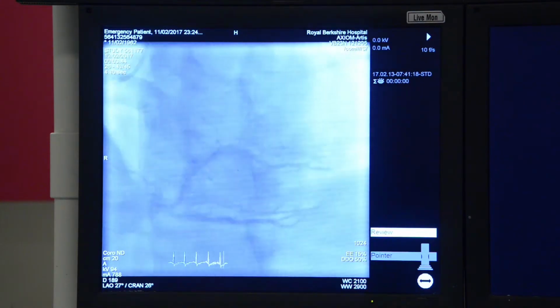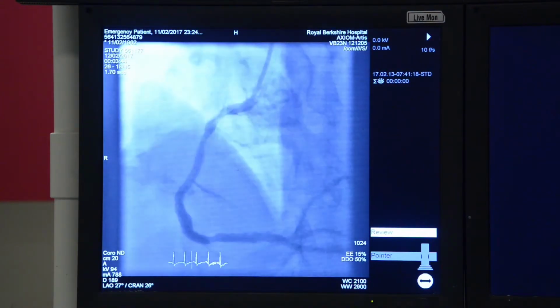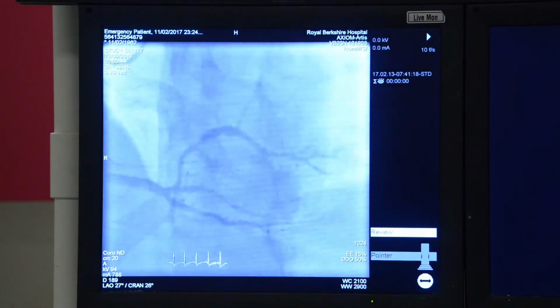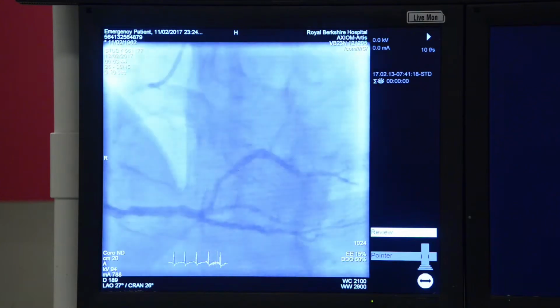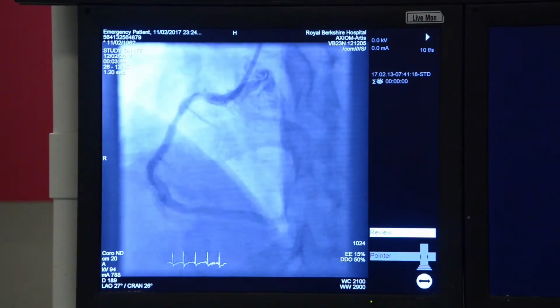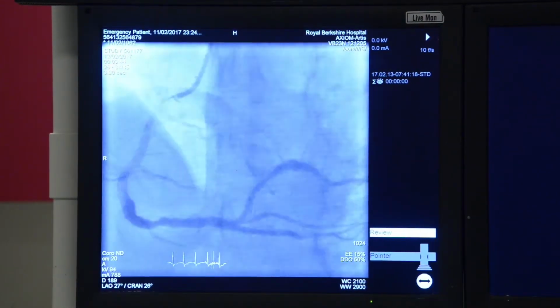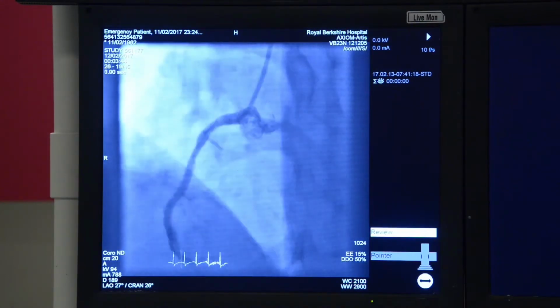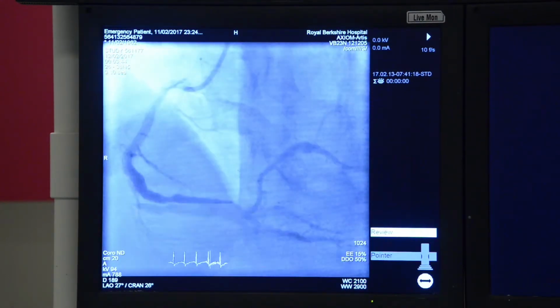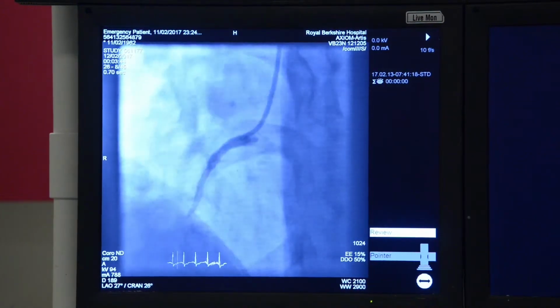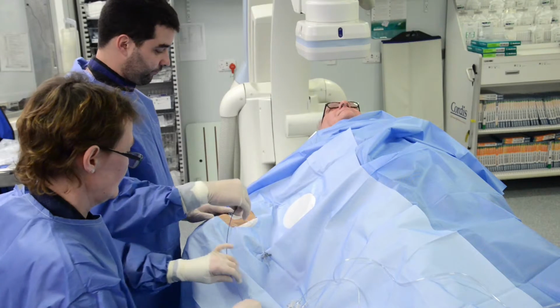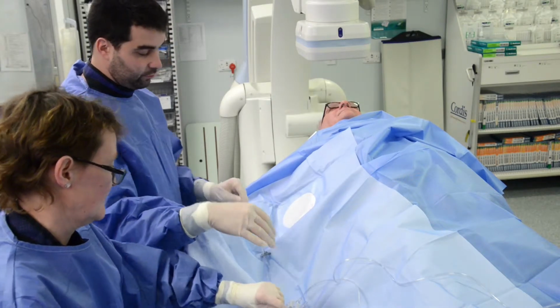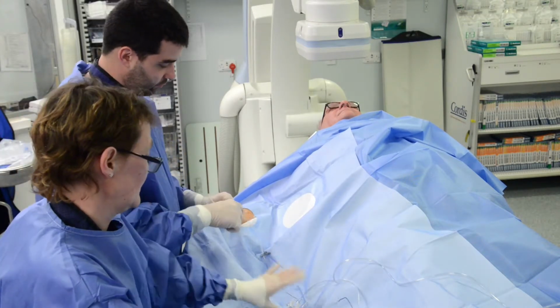You may feel occasional thumps and bumps in your heart. This is normal. There is nothing to worry about. You may feel a hot, flushed feeling when the dye has been injected. Often patients don't feel anything, but if you feel any discomfort, please do inform the staff. An angiogram usually takes about 10 to 20 minutes and you will be awake throughout it.